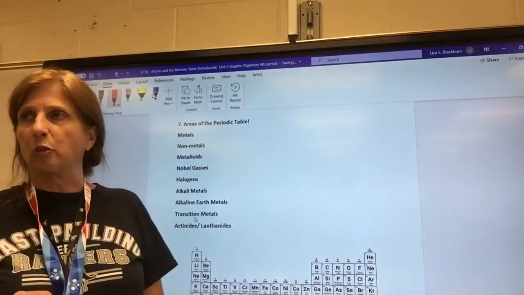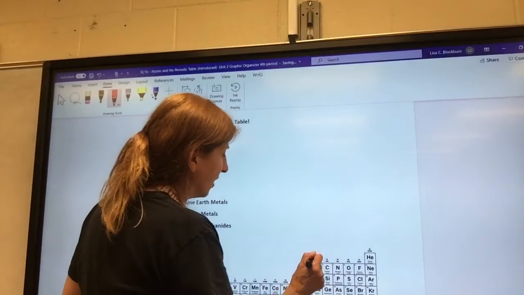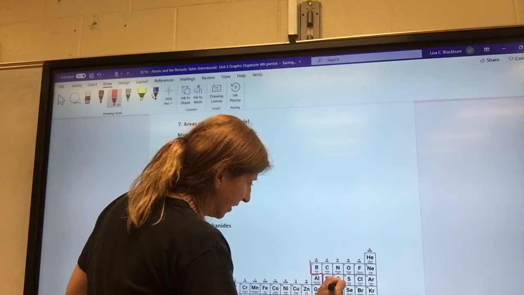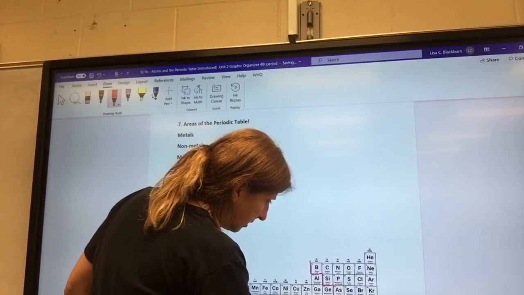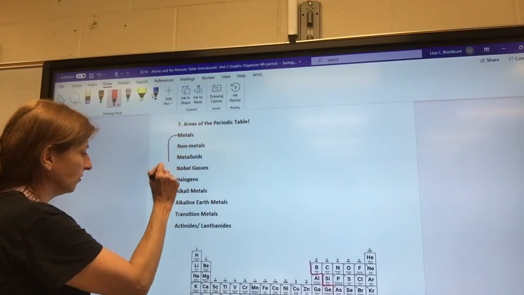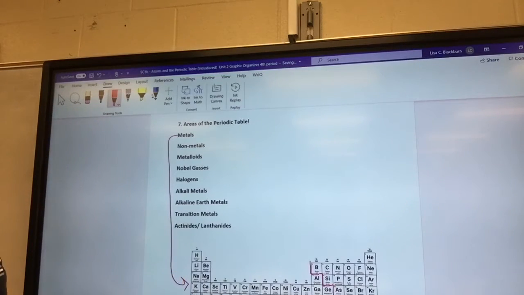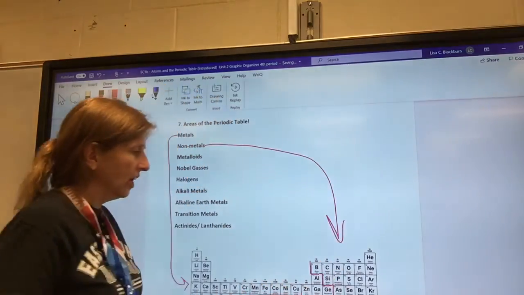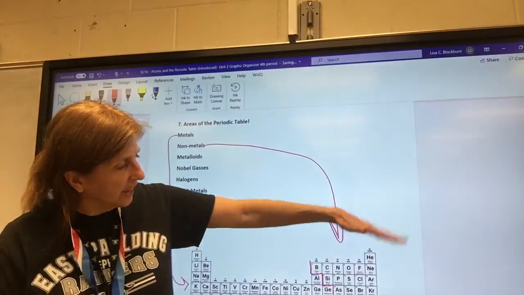Metals and nonmetals of the periodic table are separated by some stairs. The stairs go like this. So everybody draw this on your periodic table. Darken that right there. Okay? Metals and nonmetals. What color is that? The metals, I'm using pink. The metals are over here. And the nonmetals are over on this side of the stairs. So this side is metals, that side is nonmetals.